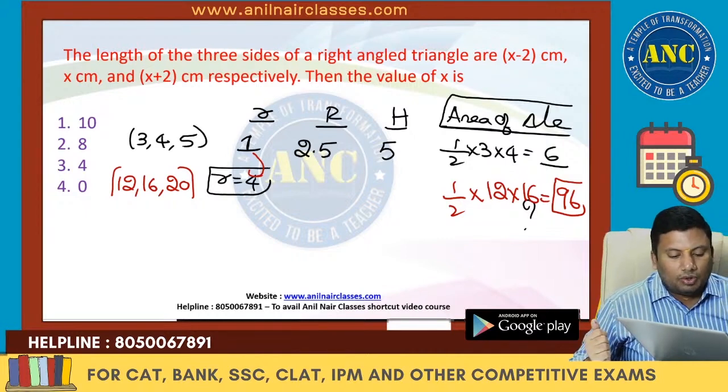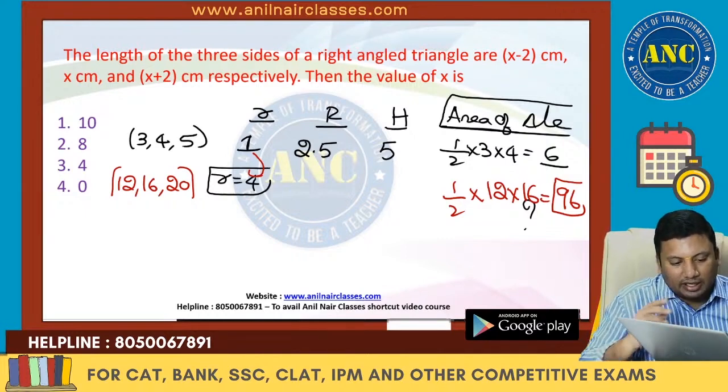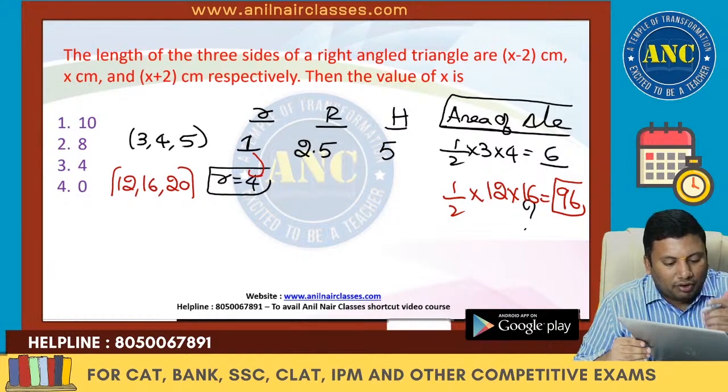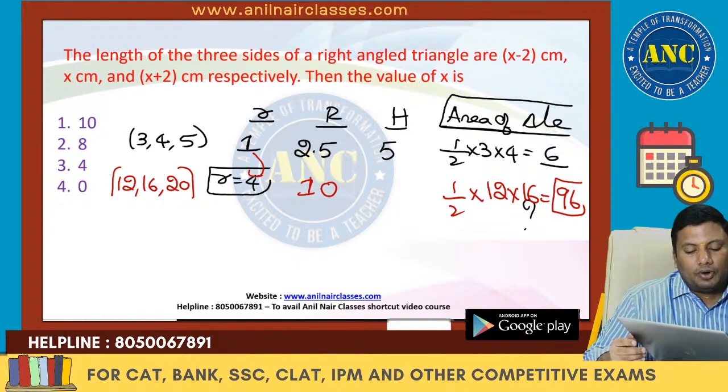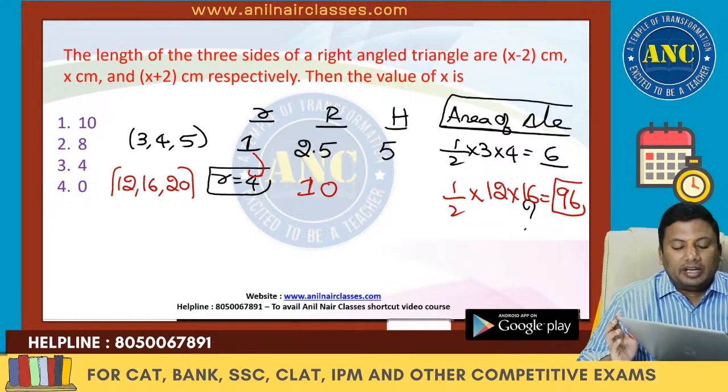Directly you will come to know, it is multiplied by 4. The circumradius is also half of the hypotenuse, which is 10. I hope it is clear.